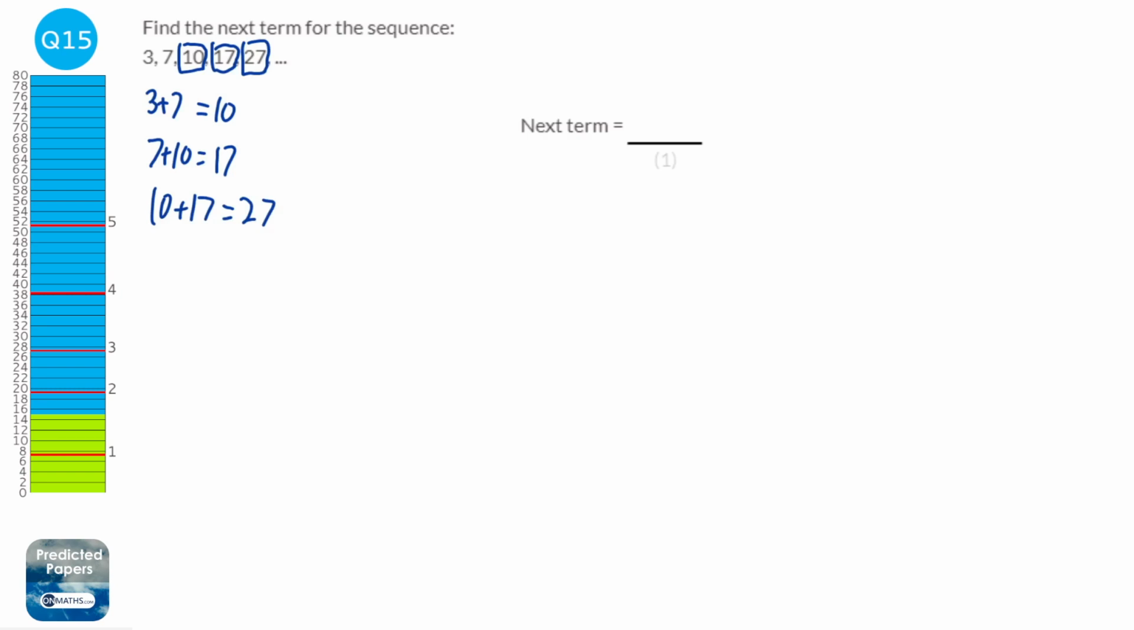And so what we need to do is just simply add the 17 and the 27. When you do that, you get 44. So our next term is 44.